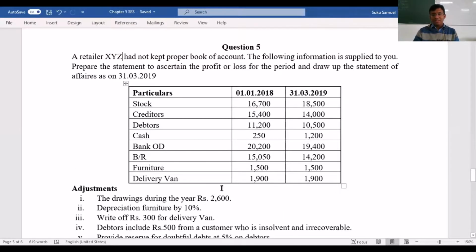They have asked us to prepare the statement of profit and loss, and they've asked us to prepare the statement of affairs. Please remember, they've not asked us directly to prepare the combined statement of affairs, but we have to prepare it because that's a prerequisite for the preparation of the statement of profit and loss. So we will be doing that right now. But before we do that, we will have a quick discussion regarding the items mentioned here.